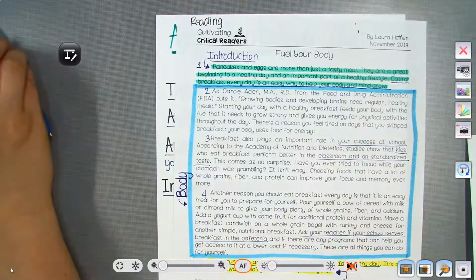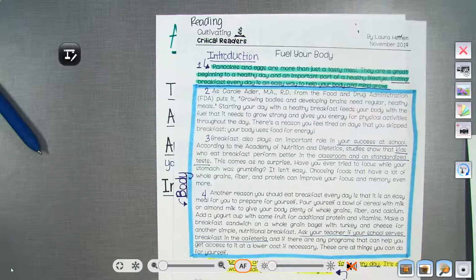Kids. Okay. So what I'm going to do is I'm going to give you a small little thing to read, and I want to see if you can find the author's claim. Okay, so remember, the author's claim is their opinion. What is the author trying to get you to do, believe, or think?